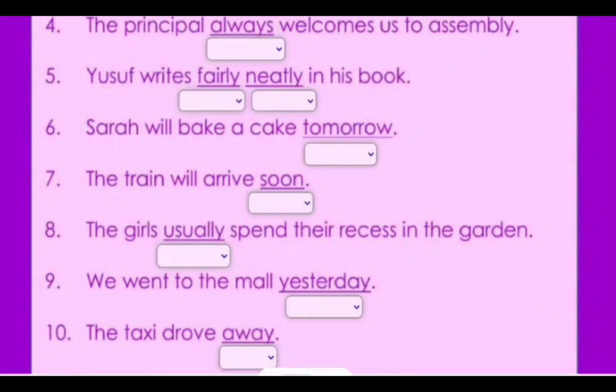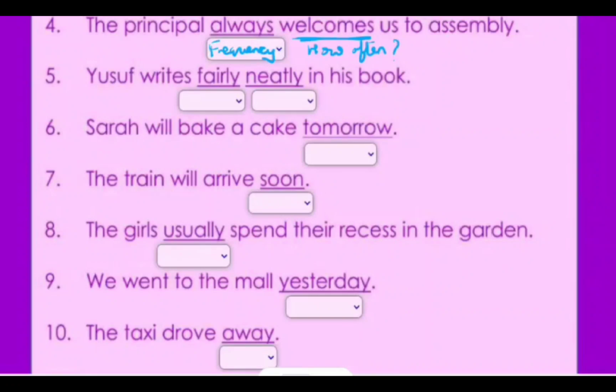The principal always welcomes us to the assembly. How often? When does he welcome us? In the morning, in the afternoon, on Thursdays? Nothing like that. Where does he welcome? No. How does he welcome? I get no answer for this as well. So, how often does he welcome us? He often welcomes us? No, he always welcomes us. So, always over here, you ask the question how often does he welcome? Always. So it is adverb of frequency.